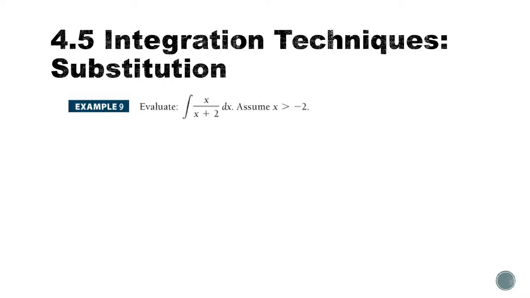Okay, I'm going to warn you, this last one's a little tricky. Maybe it's a little mean to throw at you, but we'll do it together. We're going to evaluate x over x plus 2 dx, and they're telling us x is greater than -2, which first of all tells me that if a natural log comes into play, then I know that x plus 2 is greater than 0. It also tells me I don't have to worry about a 0 denominator.